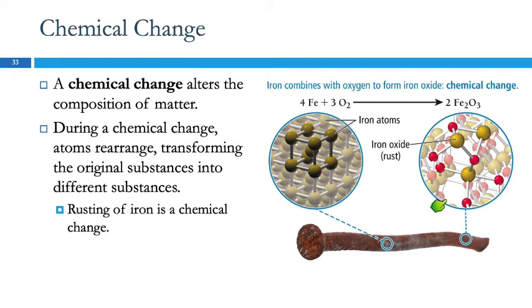It has a different color, it has different texture. It's not strong, it's flaky, it falls off. You wouldn't want to build a bridge out of rust, right? It wouldn't hold together. But iron might be good. So chemical change, the matter is changing.